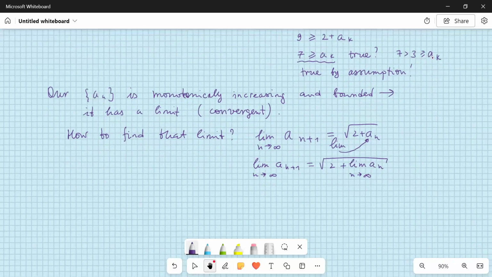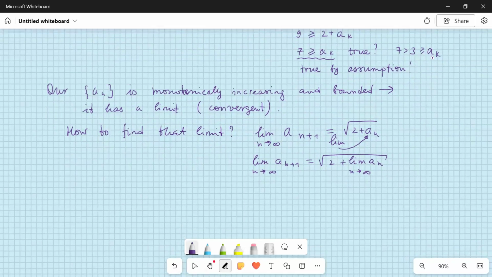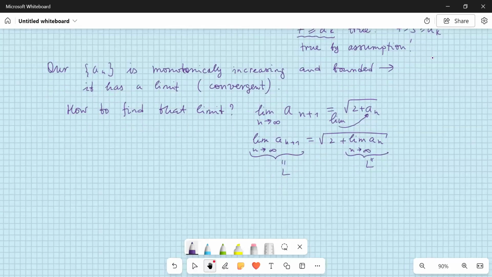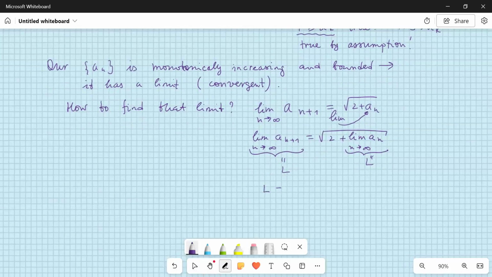Now, guys, if the limit of a sequence exists, and let's say it equals the number L, it's going to be the same limit no matter which term you use. Because if the sequence goes to a certain number, you can start with term n plus 1, you can start with term n, it's going to be the same number. What are we going to have, guys? If the limit exists, we are going to have L equals the square root of 2 plus L.